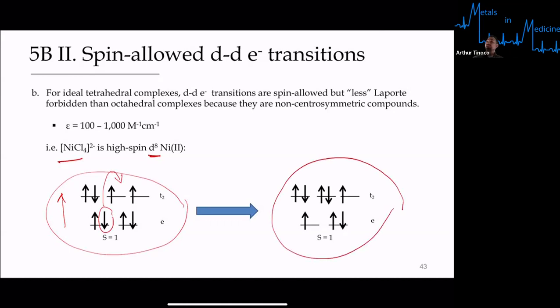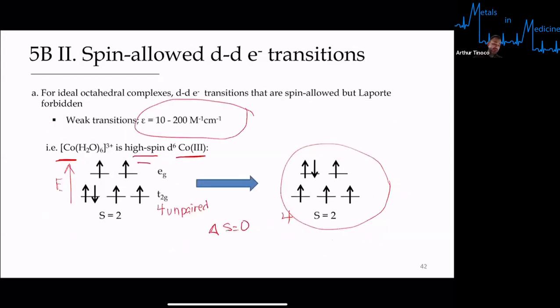Okay, but when we look at the collective number of unpaired electrons, we actually have the same number of unpaired electrons. So we have 2 unpaired electrons, we have an S value that's 1, so we still have a delta S that equals 0. All right, but if you note the extinction coefficient, it ranges from 100 to 1,000.